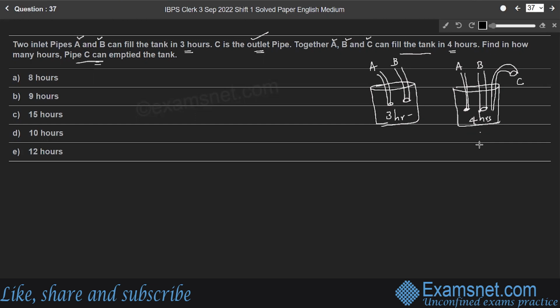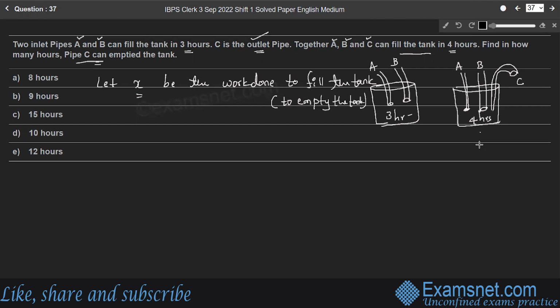So for this, to fill the tank, some amount of work has to be done. So let X be the amount of work done to fill the tank, right? Therefore, the same amount of work has to be done to empty the tank. Therefore, we can consider X as work done to fill the tank or to empty the tank, right?